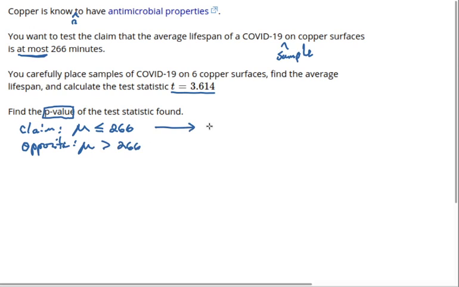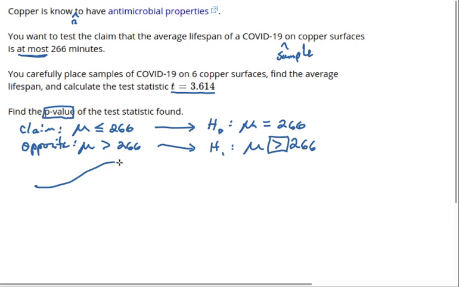Now the claim in this case gives us our H0 because it has the equal. So we say mu equals 266, and the opposite in this case gives us the alternative hypothesis: mu is greater than 266. The greater than in the alternative hypothesis tells us this is a right tail test. So right tail test means I'm going to want the area to the right of my test statistic, into the tail.